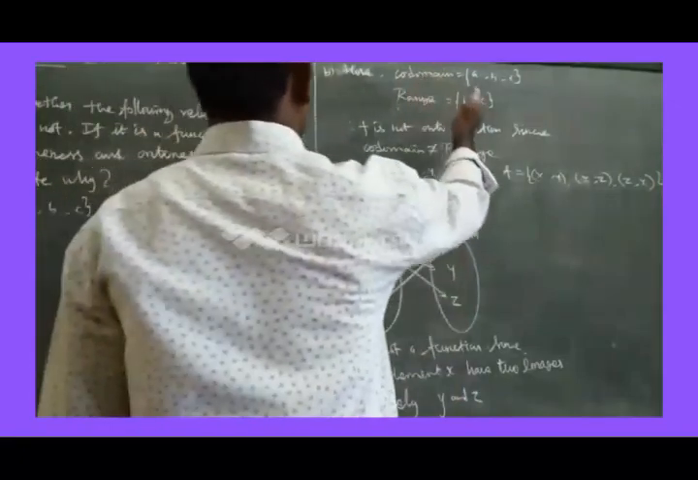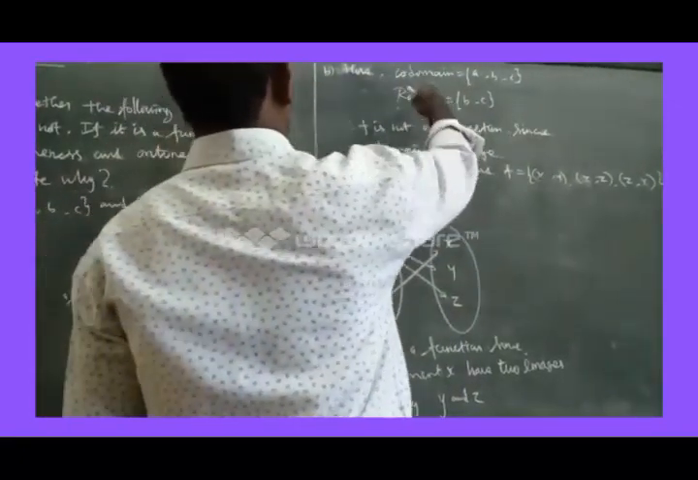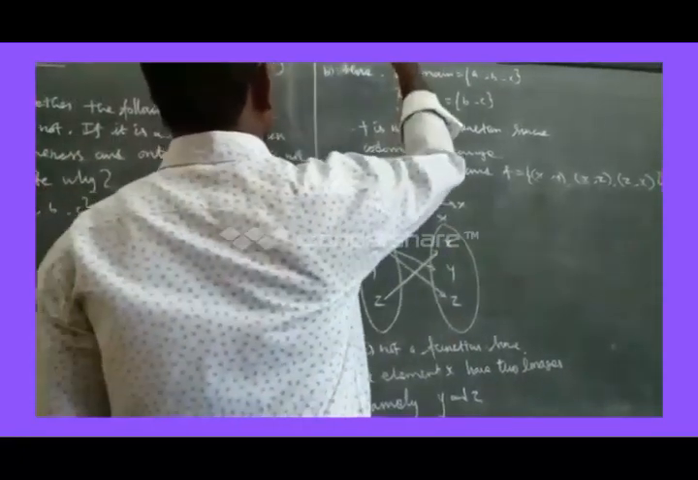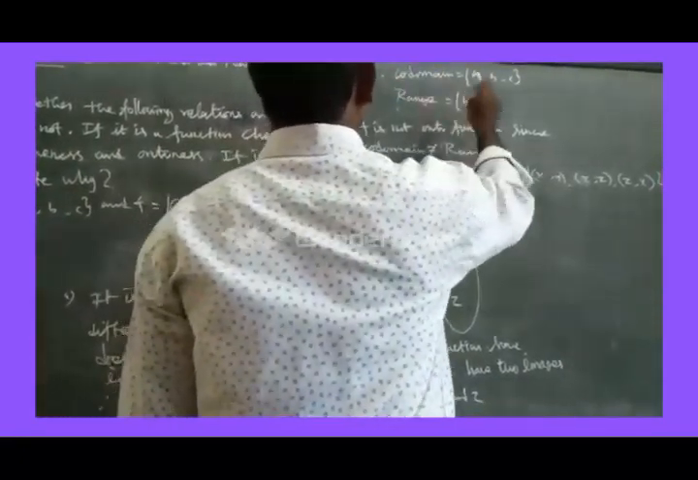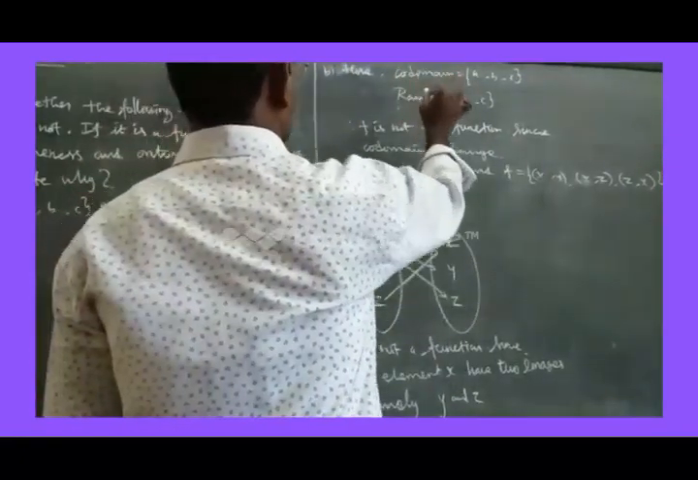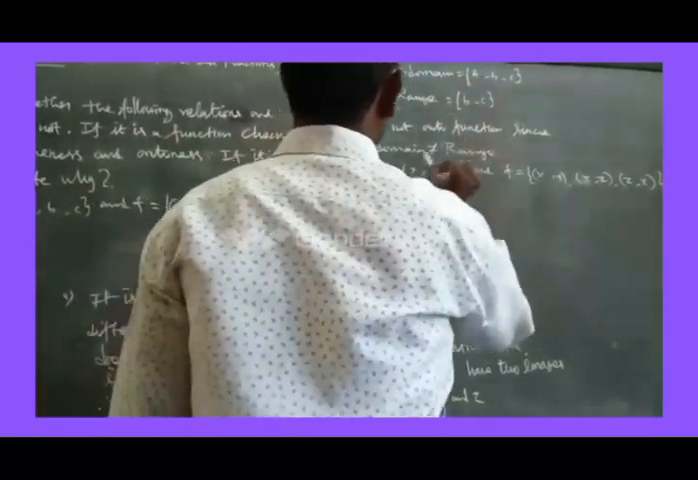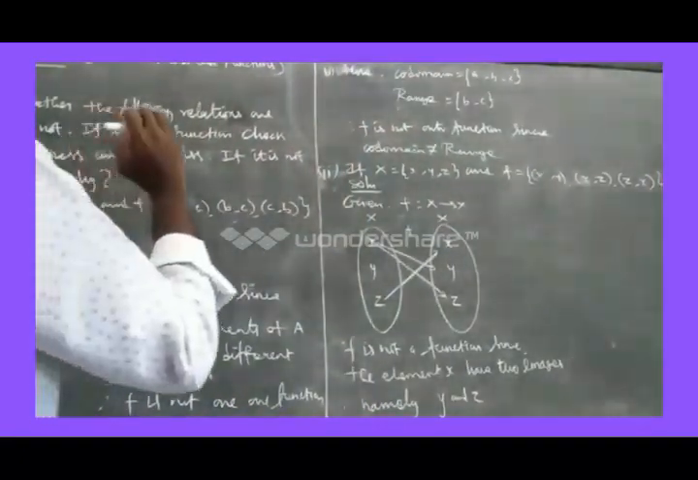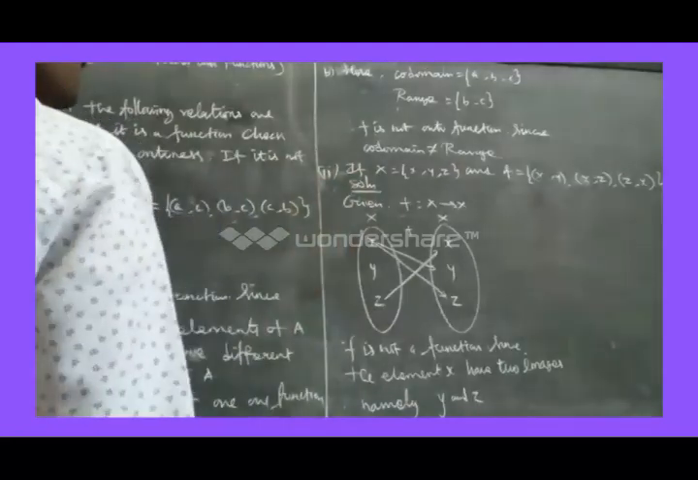So the codomain is {a, b, c} and the range is {b, c}. Since the codomain is not equal to the range, the given function is not onto.